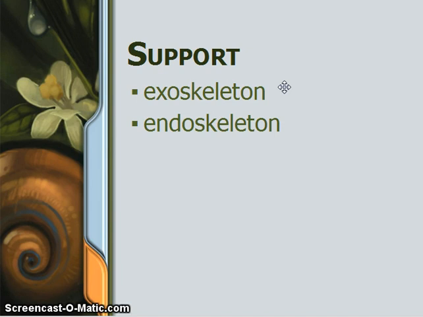You and I, we both have an endoskeleton. The skeleton is on the inside of our body. It provides support and structure for our body. The crab, for instance, or the lobster, has an exoskeleton. The skeleton is on the outside of his body, providing support and structure for his body.